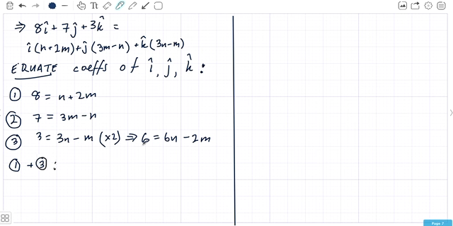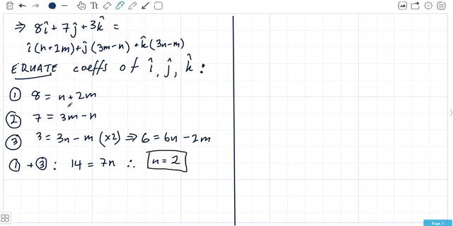So if I add those together, the left sides added together will give me 14. And then the right sides added together will give me 7n. And then the 2m and the negative 2m, they cancel. So from this I can now see, therefore, n equals 2. And let me just fix that. Doesn't look like an n. There we go. Okay, so n equals 2.